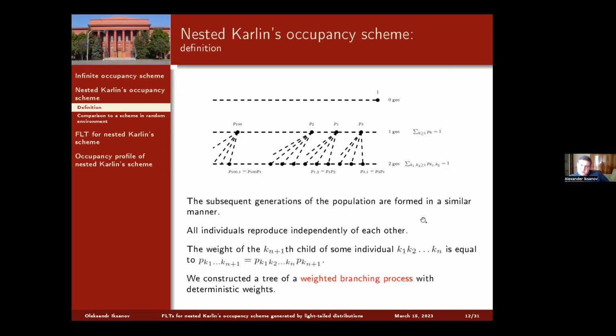People familiar with weighted branching processes have already noticed that the tree appearing here is nothing else but a tree of a weighted branching process with deterministic weights. This is rather unusual because normally the weights of a weighted branching process are random.